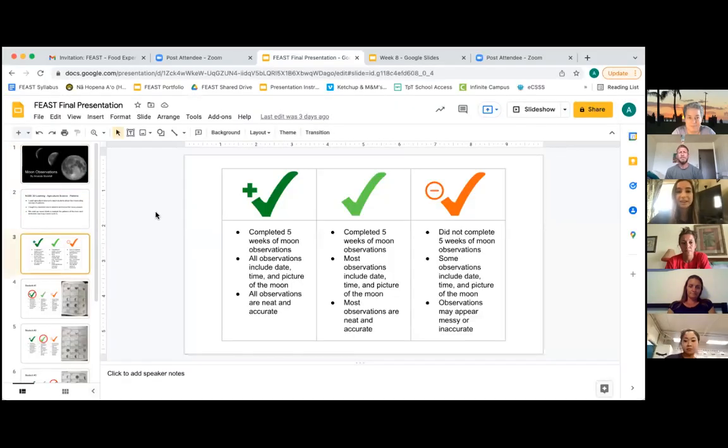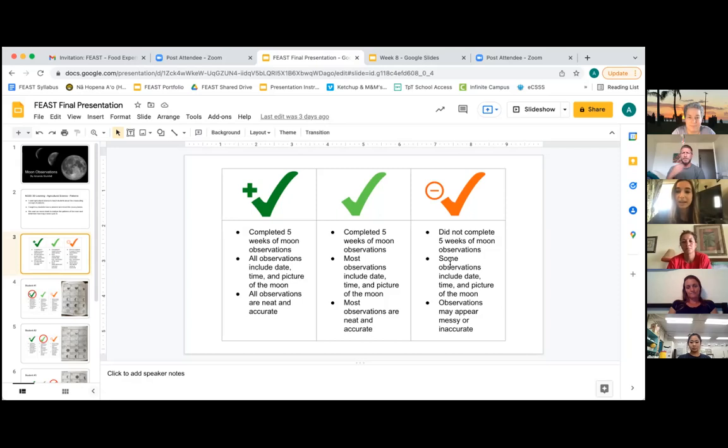All right, here's the rubric that I created for my students for the moon observations. They could earn a check plus if they completed all 5 weeks of moon observations, and their observations had to include the date, the time that they looked at the moon, and a picture of the moon. Their observations had to be neat and accurate. They could earn a check if they also completed all 5 observations, and they had most of the dates written and the time and the pictures, and most of their observations were neat and accurate.